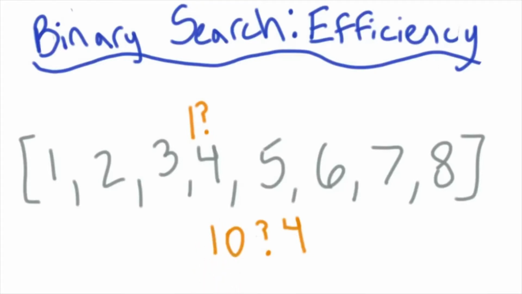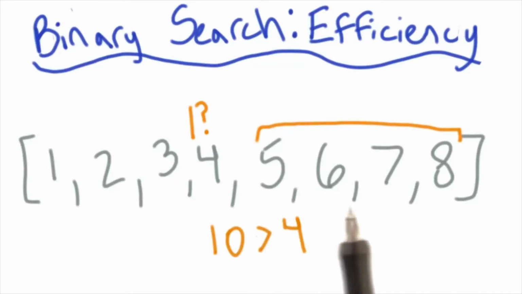Just like before, we'll check whether our number is bigger or smaller than the one in the middle. And since our number is bigger, now we only need to look at the second half of the array. Again, we have an even number of elements in our array, so we're going to pick the number on the left of the middle and start from there.